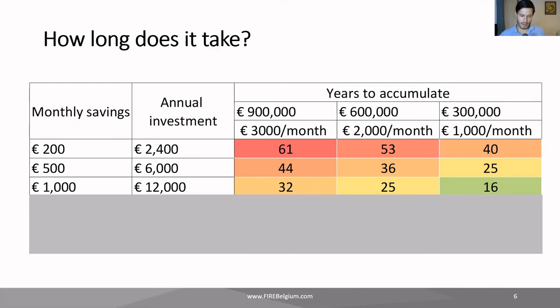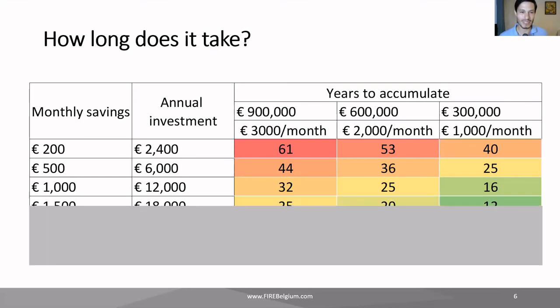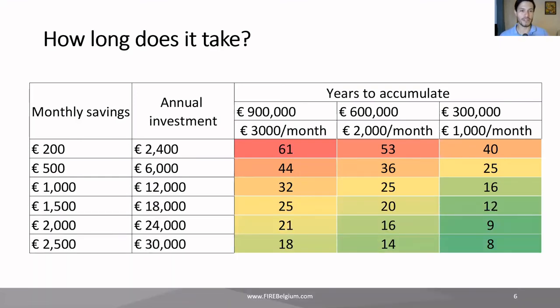So it's important to realize that when we save, we actually work on both sides. We increase our investments and we reduce the amount that we need to survive or to live on. And so we make financial independence come closer twice, from the increased savings and from the reduced expenses. And then we can continue like this. Say if you save 1,500, 2,000 or 2,500 a month, these are the numbers.